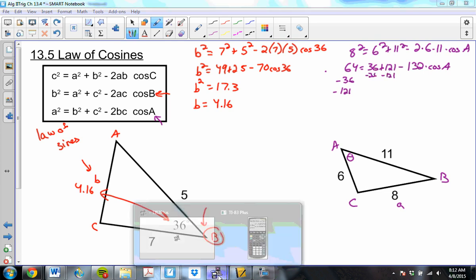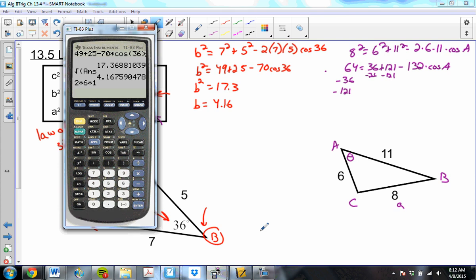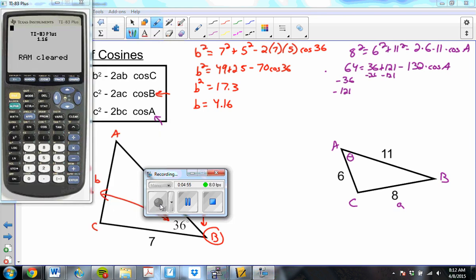Hopefully my calculator works by now. If it doesn't, I'll pause and I'll try and fix it. Okay, give me one moment. Okay, so I'm going to check 2 times 6 times 11 really quick. That was 132. That was correct.